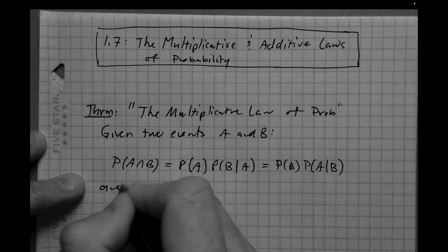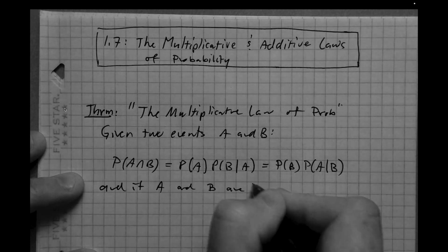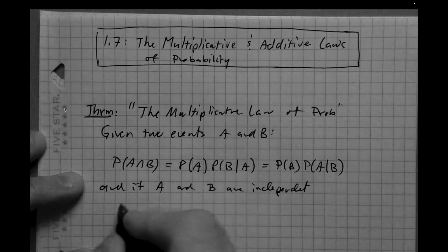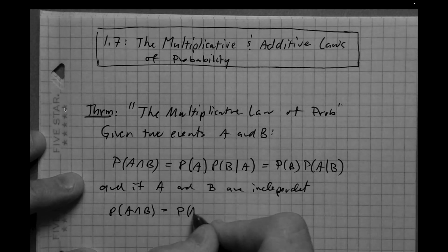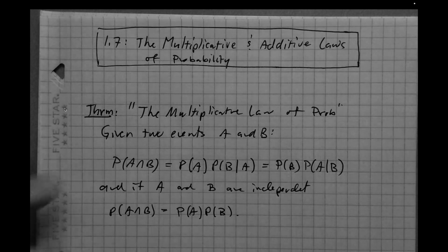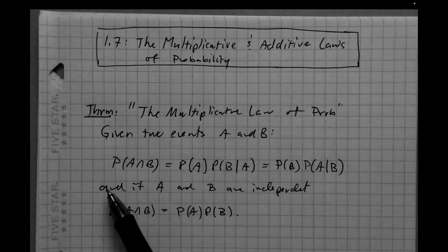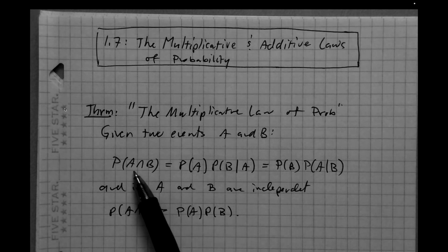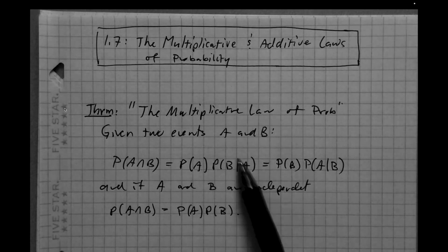And further, if A and B are independent events, then the probability of A and B is equal to just the product of the probabilities of A and B. So the probability of the intersection is equal to the product of the separate probabilities in the case of A and B being independent. And if A and B are not independent, and remember the last section was about independence, then in calculating the probability of the intersection, we have to take into account the conditional probability, right?